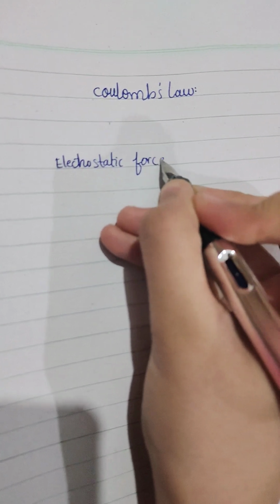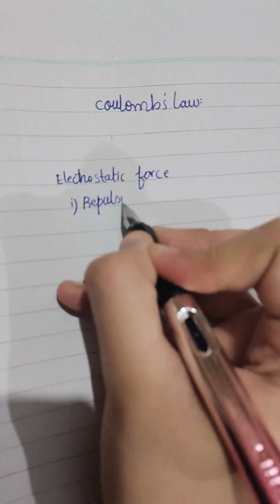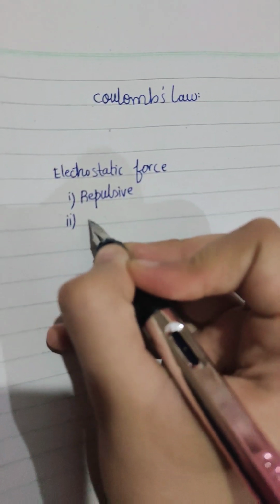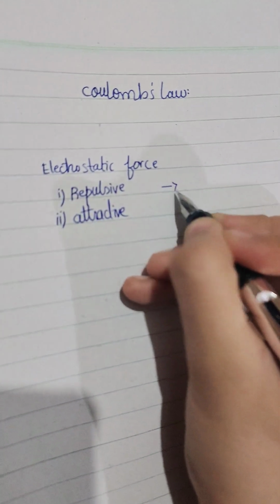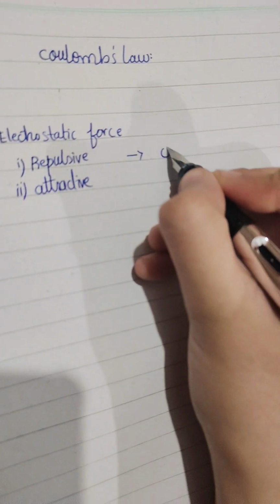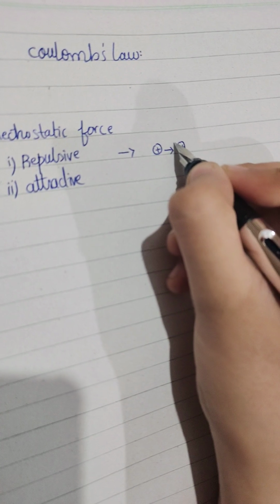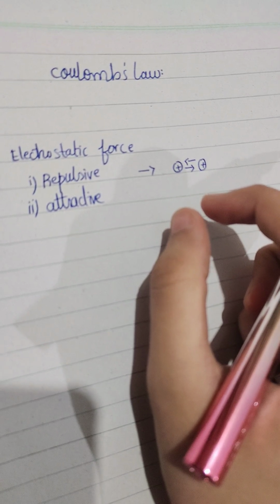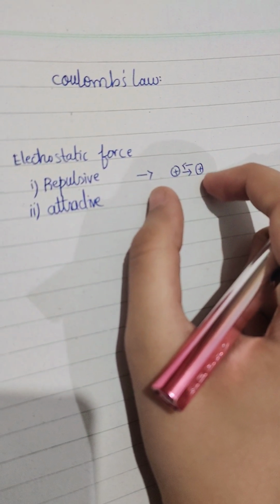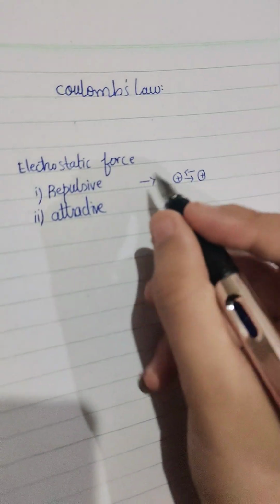It can be repulsive, and it can be attractive. What do these mean? Repulsive means, for example, this is a positive charge and this is also a positive charge, so the force between them will be repulsive, meaning they will go far away. They will not come towards each other, because we know that same charges always repel each other. This is what the repulsive force is called.